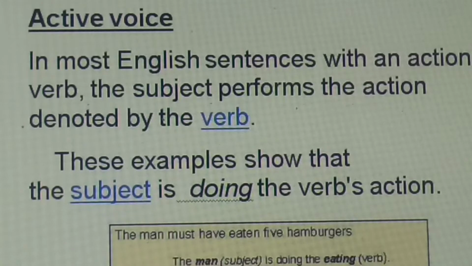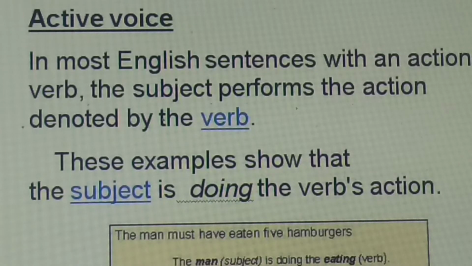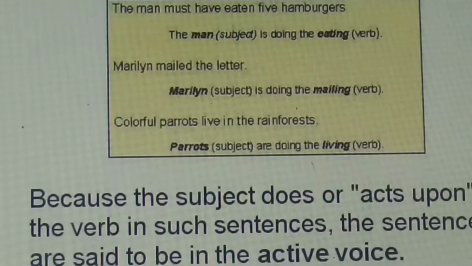This is English for class 8. Today's session, what is it about? Voice. Active voice and passive voice. So, let's begin, children. In most English sentences with an action verb, the subject performs the action denoted by the verb. These examples show that the subject is doing the verb's action. Let's have a look at some examples.